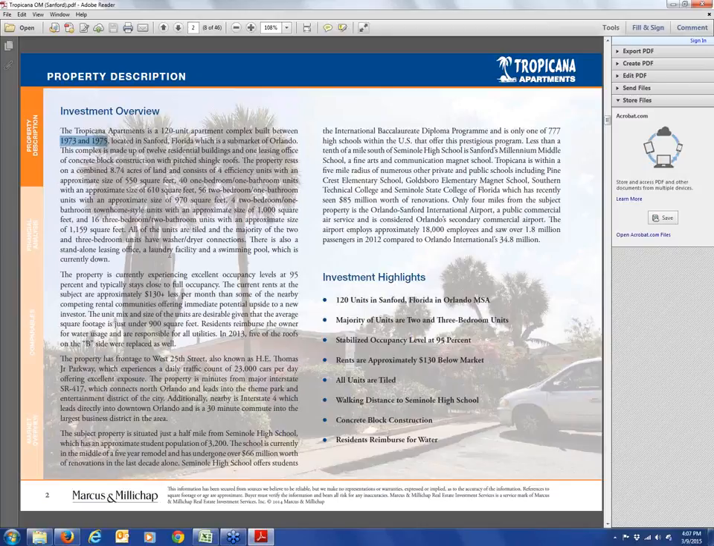Standalone leasing office, laundry facility, and a swimming pool, which is currently down. Oh, Florida, and the swimming pool doesn't work. Yeah, a lot of people are going to want to live in that place. Oy vey. Okay, so the property is currently experiencing excellent occupancy levels at 95%, typically close to full occupancy. The current rents at the subject are approximately $130 less per month than some of the nearby competing rental communities. Well, no wonder we have 95% occupancy.